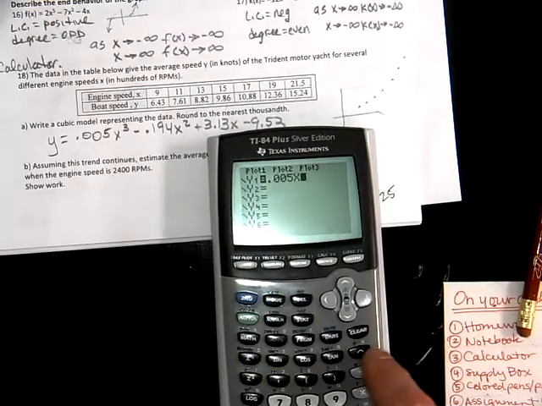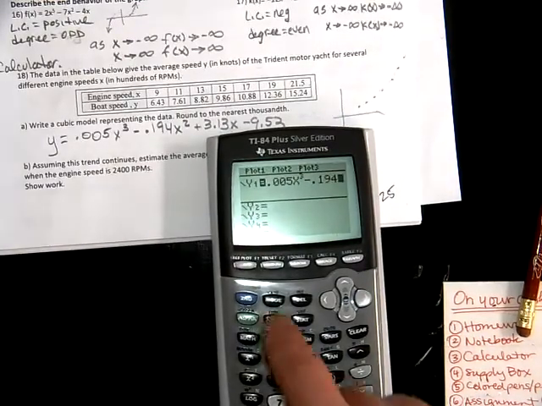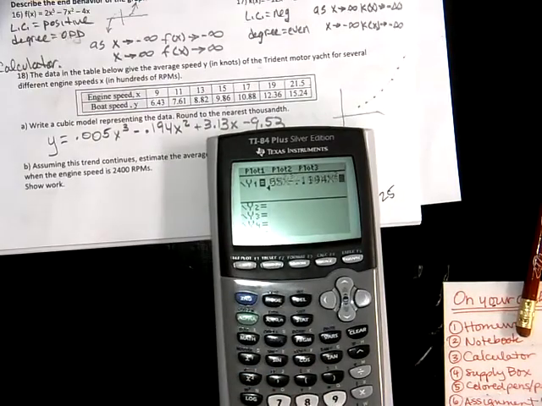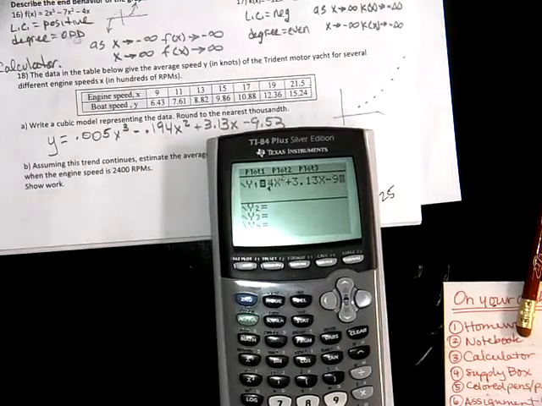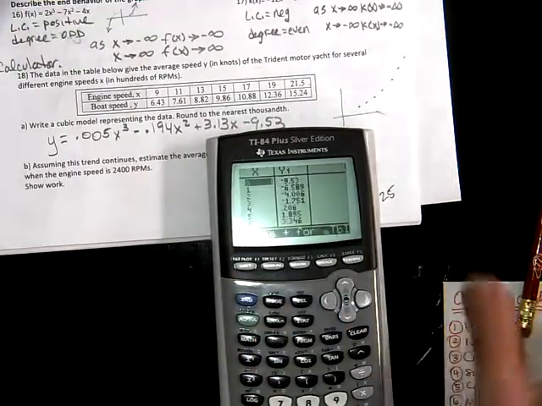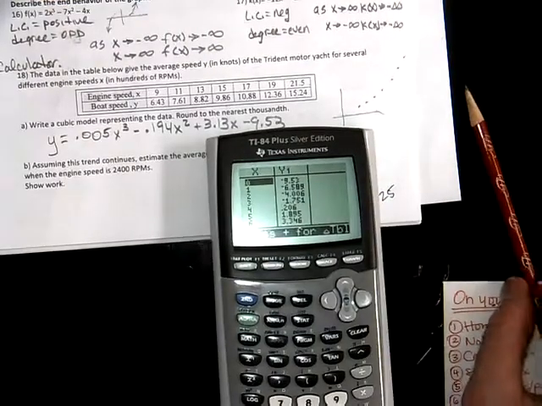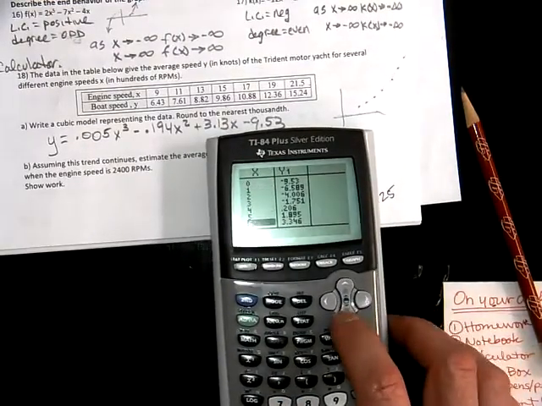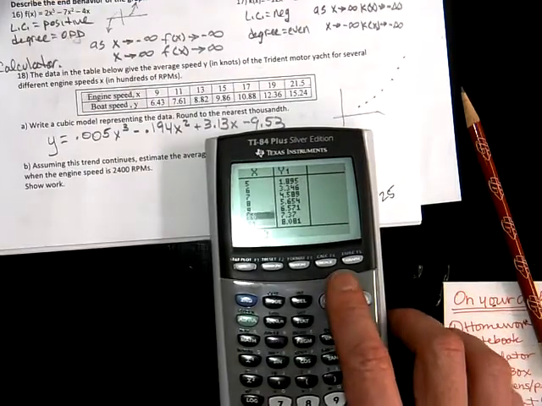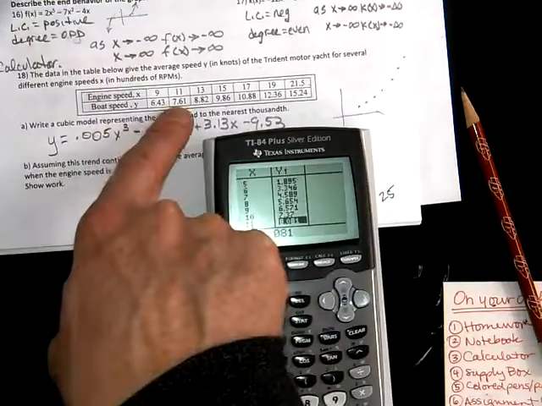0.005 x cubed minus 0.194 x squared plus 3.13 x minus 9.53. Now when I go to table, I actually get my values. And they should be somewhere close to what's in your table. At 9, we're at 6 something. At 11, we're at 8 something.